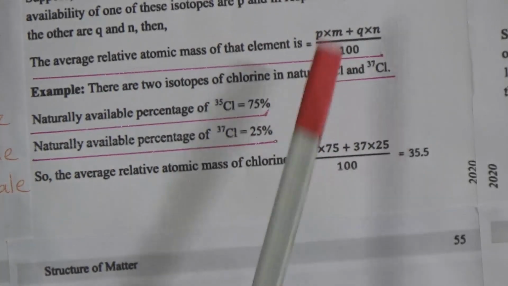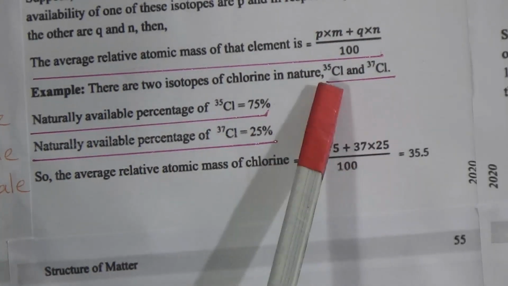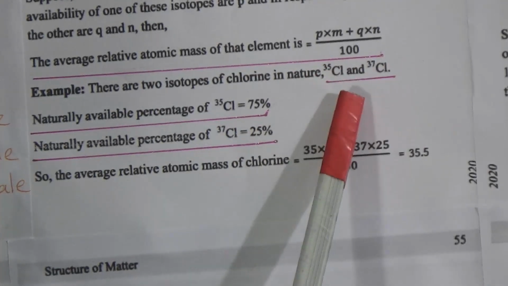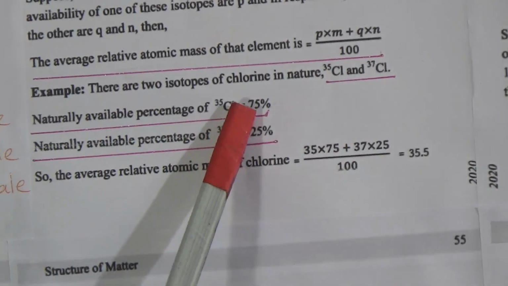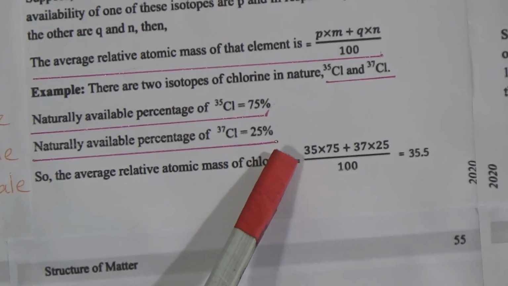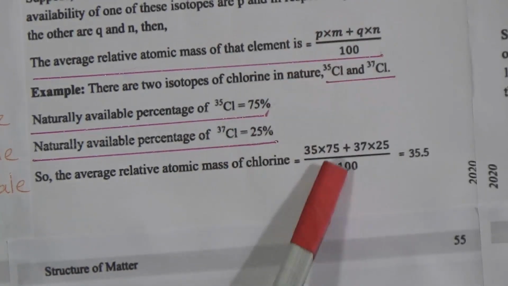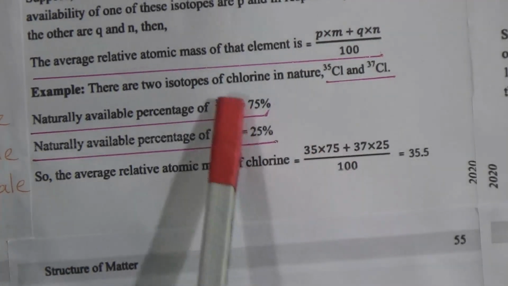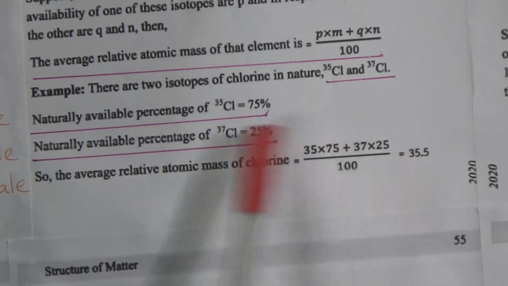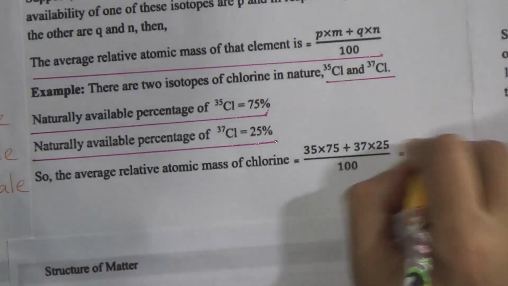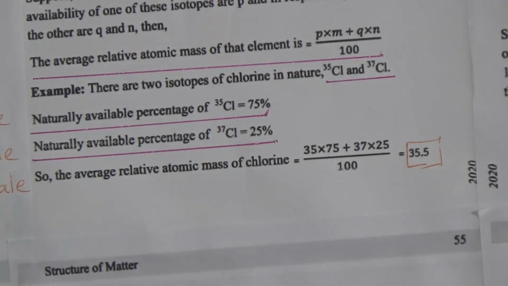We can easily understand by finding the relative atomic mass using the chlorine 35 and chlorine 37 isotopes. The chlorine 35 isotope is 75% available in nature and the chlorine 37 isotope is 25% available in nature. So by following this rule, we can find out the relative atomic mass of chlorine: 35 multiplied by 75 plus 37 multiplied by 25, divided by 100, and you will get 35.5, which is the relative atomic mass of chlorine.